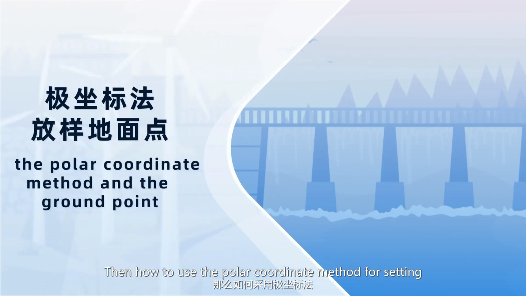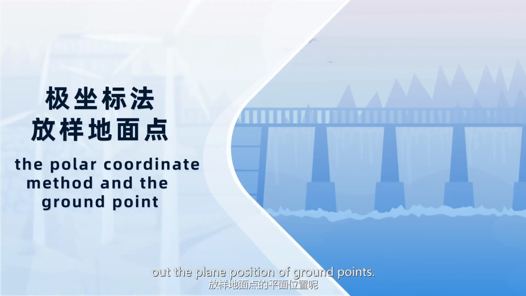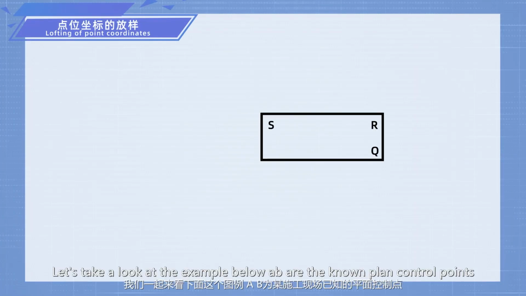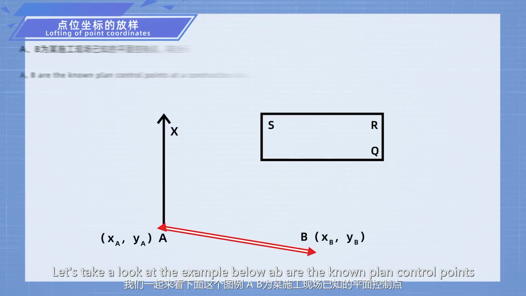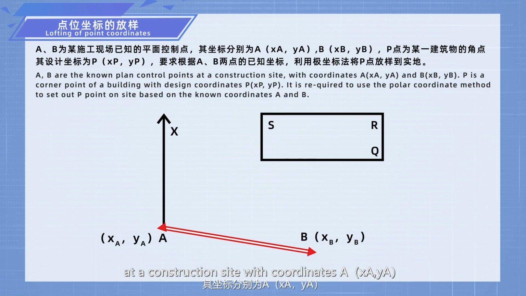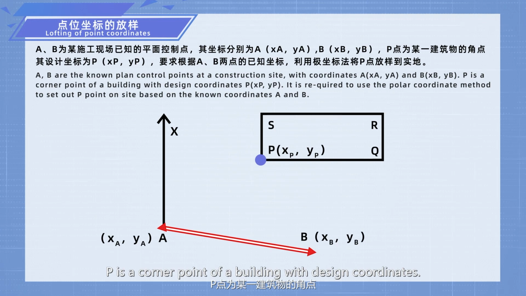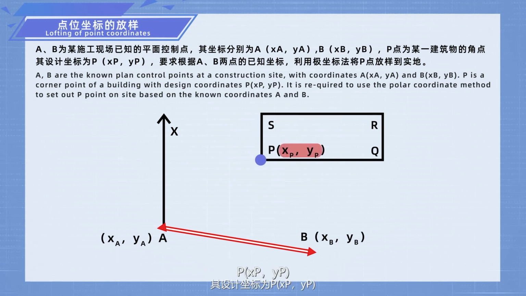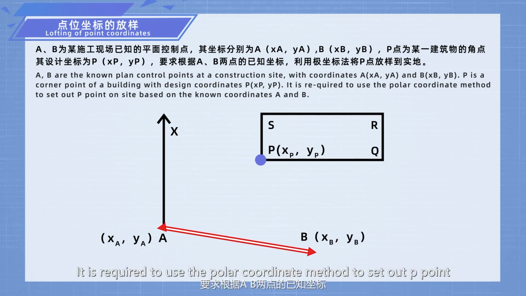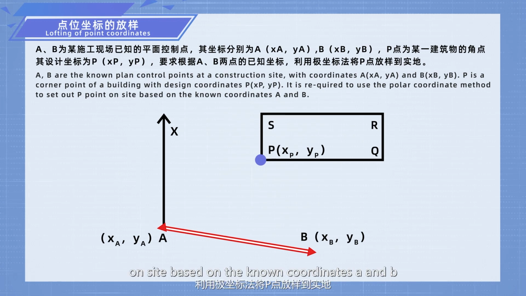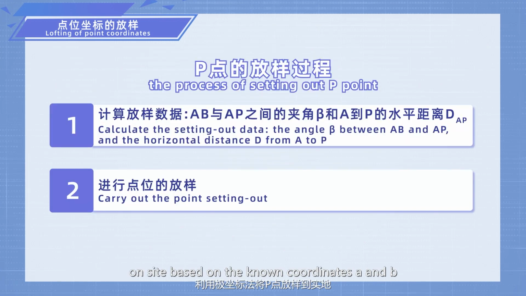Then, how do we use the polar coordinate method for setting out the plane position of ground points? Let's take a look at the example below. A and B are the known plan control points at a construction site, with coordinates A (x1, y1) and B (x3, y4). P is a corner point of a building with design coordinates P (x5, y6). It is required to use the polar coordinate method to set out point P on site based on the known coordinates of A and B.